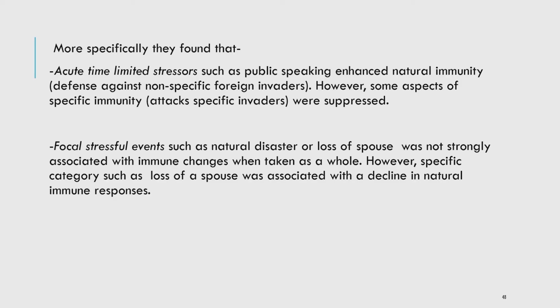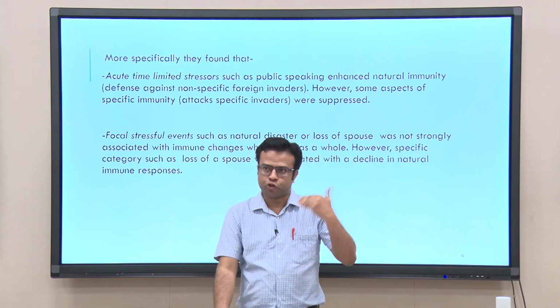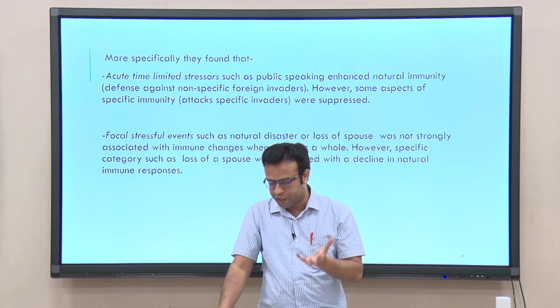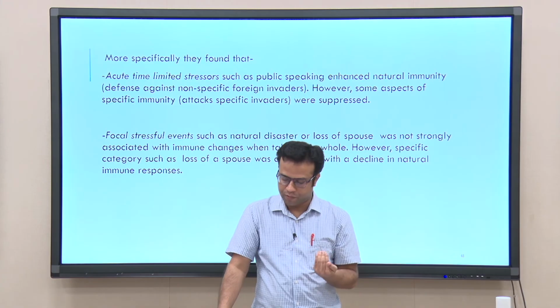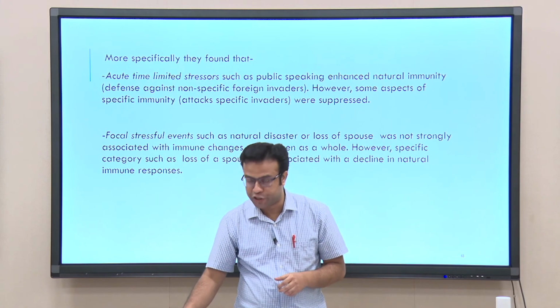They also found that focal stressful events such as natural disaster or loss of a spouse were not that strongly associated with immune changes when taken as a whole, but specific categories such as loss of a spouse were associated with decline in natural immune response. Overall, it was not that strongly connected, but it was associated with the decline in natural immune response.